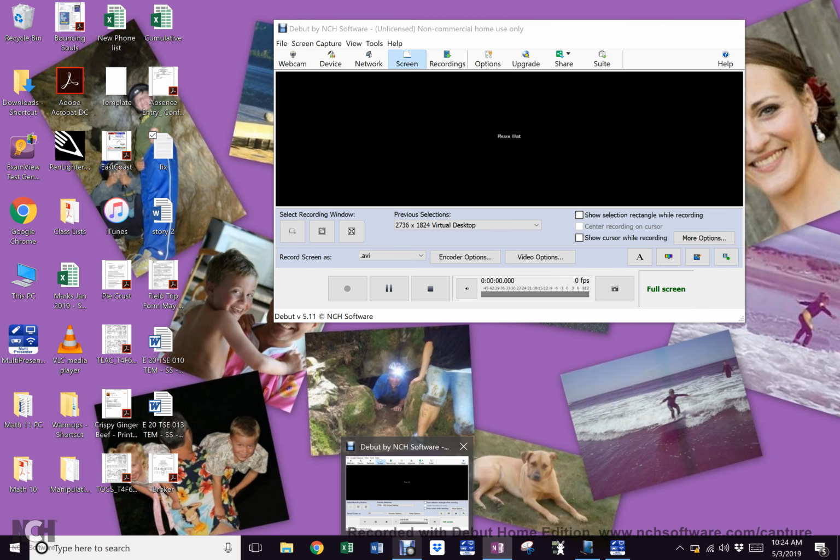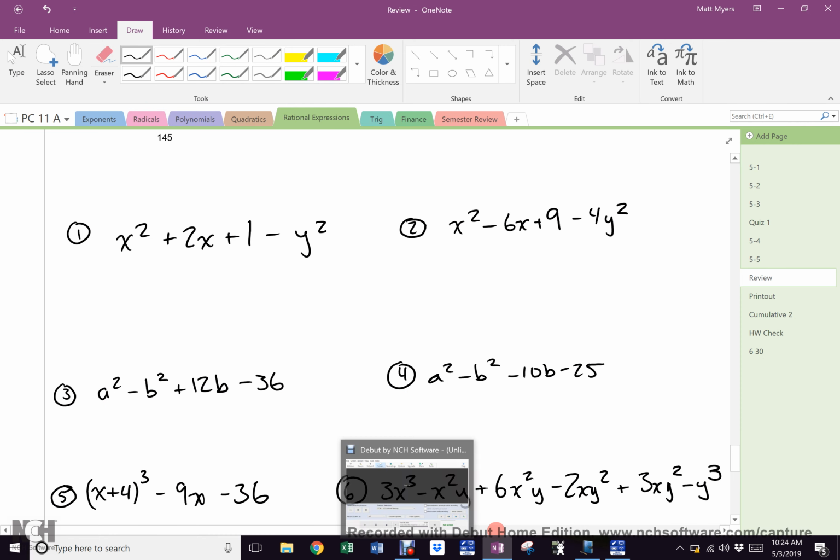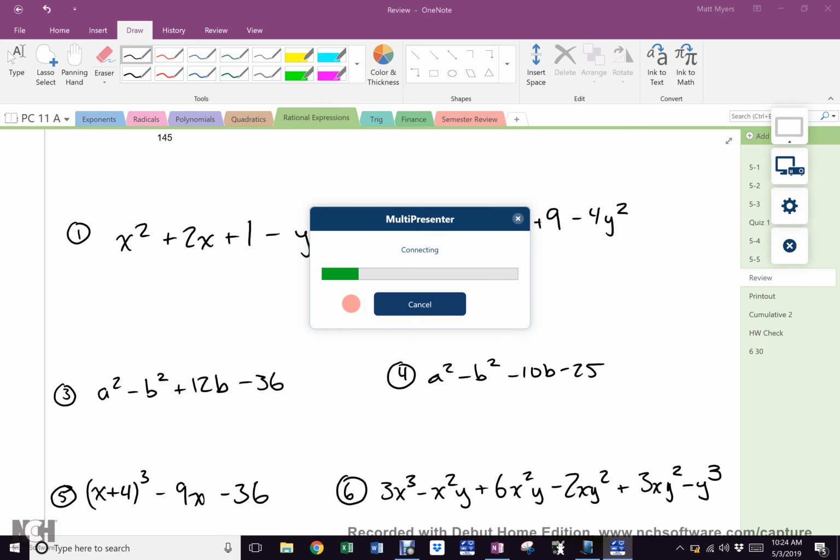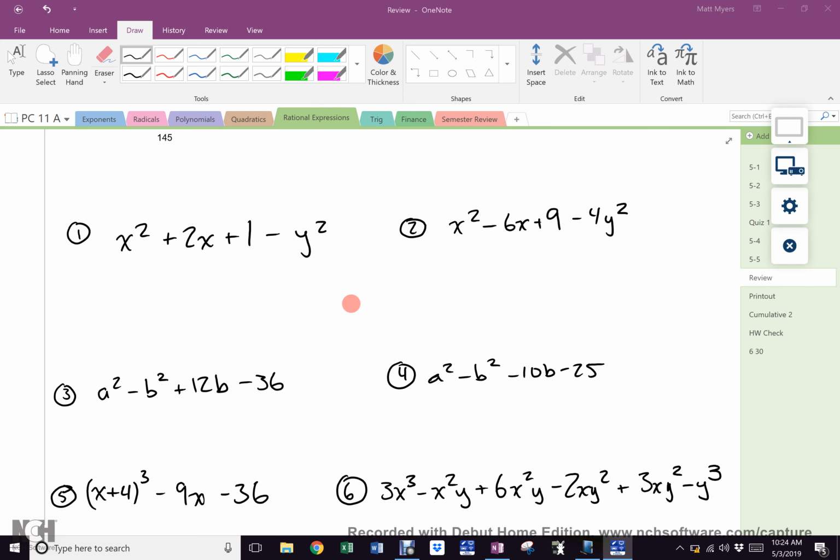And by the way, the pre-dip honors 10s were able to figure out almost all of these by themselves except 5 and 6. They needed quite a bit of assistance with 5 and 6.